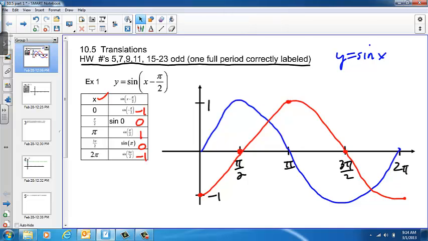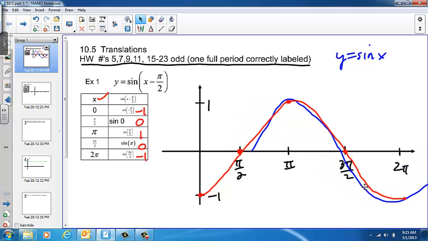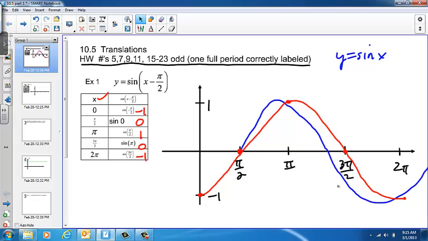Okay, so what it looks like is that plugging in x minus pi over 2 for each x moves the graph of the sine function pi over 2 units to the right. Take a look at this. If you take the sine graph, which is in blue, and if you shift it to the right pi over 2 units, it looks like we're smack dab on top of the graph of sine of x minus pi over 2. Let me move this back.